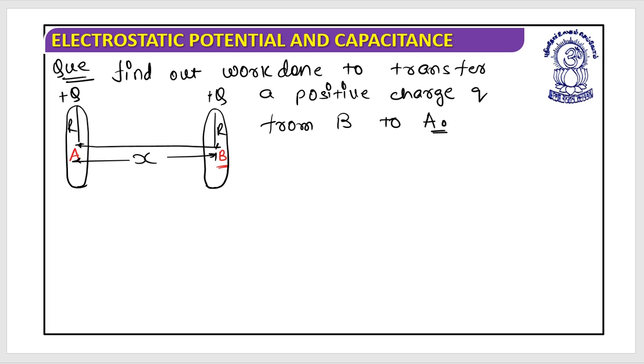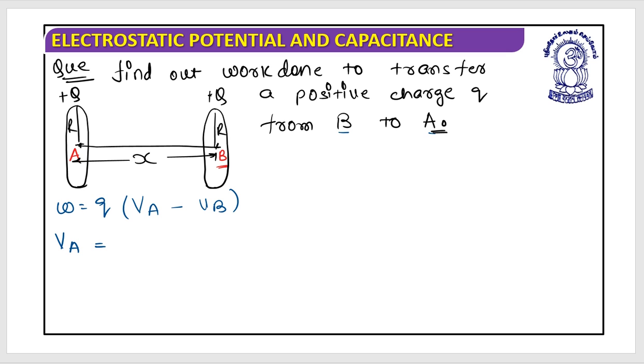Yes, I hope you assume it correctly that it would be W equals Q multiplied by the potential difference from B to A. Finally, it is at A. Initially, it is at B. So VA minus VB. So you have two major tasks. The first task, you need to find out the VA.